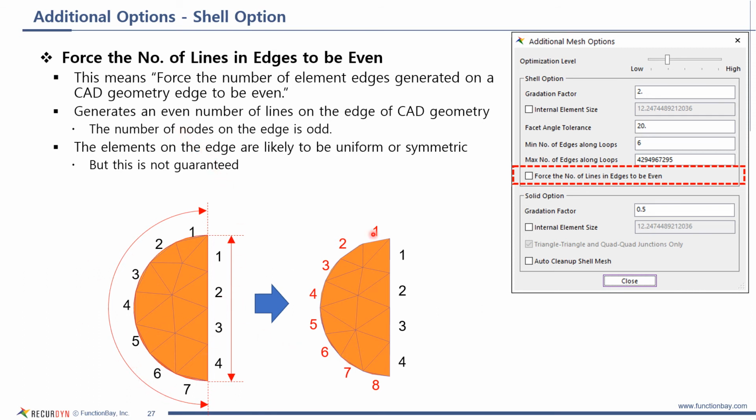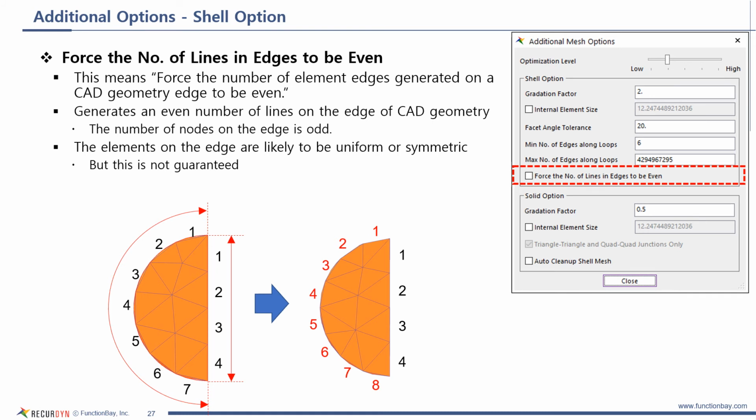From this to this, 7 to 8. In other words, the number of nodes on the edge of the CAD geometry become odd. 1, 2, 3, 4, 5, 6, 7, 8, 9. If this option is used, the elements on the edge are likely to be located uniformly or symmetrically. But since this is AutoMesh, it is not guaranteed.